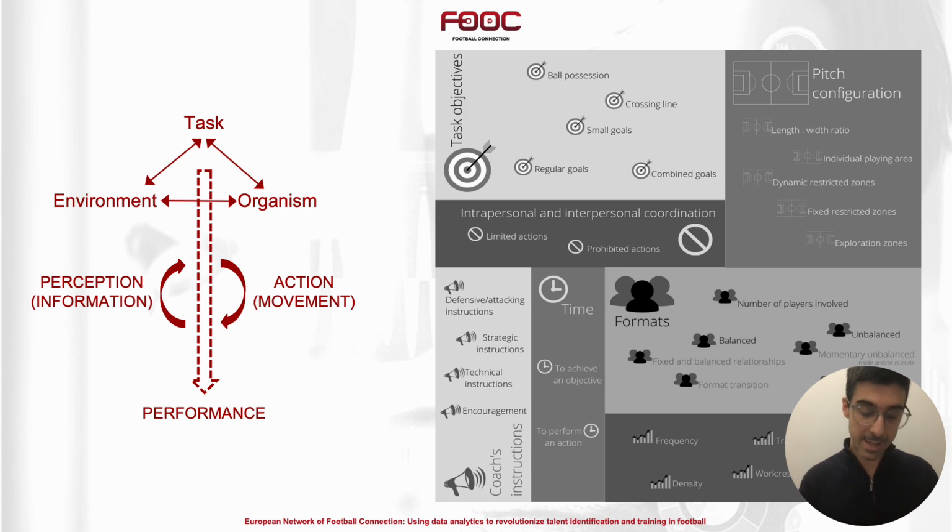And these task constraints that I can manipulate, they interact with environment. I mean, relative humidity, temperature, the type of grass, and so on, and also the organism's constraints, like biological status of the players, polymorphism, trainability, and so on. And these three main constraints, they interact between each other to then get a given performance in a cycle of perception and action during the drill.